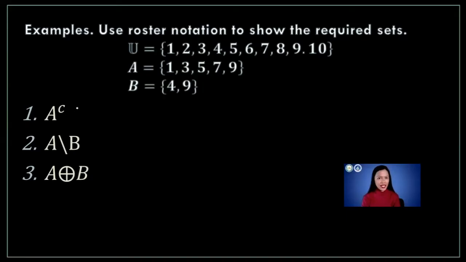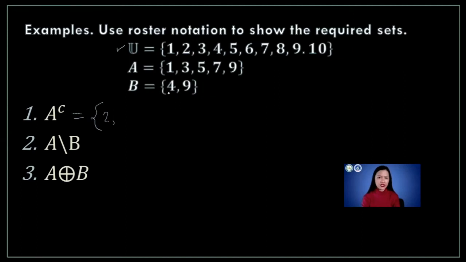Now let us find A complement, or the absolute complement of A. This is the set containing elements that are found in the universal set, but the elements must not be found in set A. So element 1 is found in the universal set, but it is in A, so we will not include that in the complement. We have element 2. We can include it here in the complement.